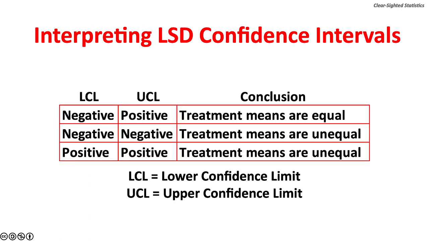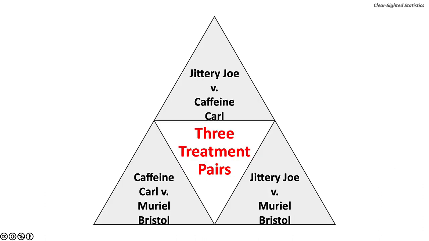To repeat, here is how to interpret LSD confidence intervals. When the lower confidence limit is negative and the upper confidence limit is positive, the true treatment means are equal. When both the lower and upper confidence limits are negative, the two treatment means are unequal. And when both the lower and upper confidence limits are positive, the two treatment means are unequal. With three treatments, three confidence intervals are needed. 1. Jittery Joe versus Caffeine Carl. 2. Jittery Joe versus Maureen Bristol. 3. Caffeine Carl versus Maureen Bristol.